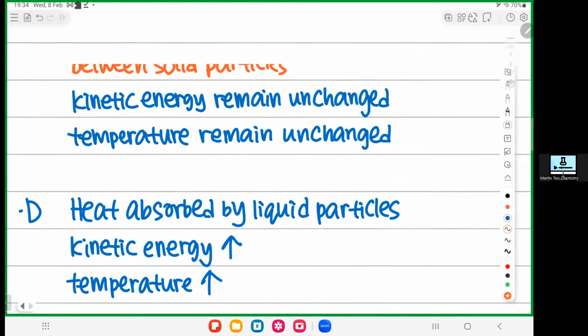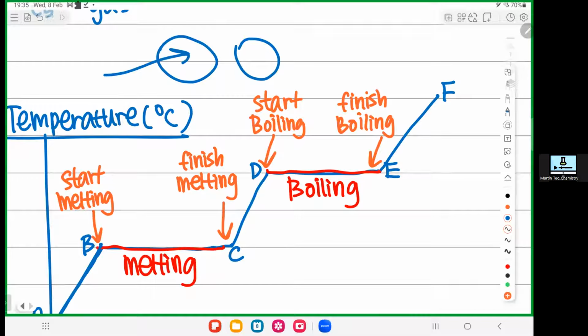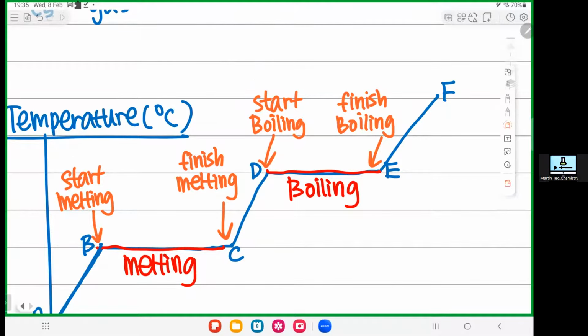Okay, so why can the heat go into the liquid? Because now this part, no boiling yet. So no boiling, no need to break the bond. No need to break the bond, so the heat can go inside the particle. If you want to break the bond, the heat needs to come here. The heat cannot go inside the particle. So that's why you have to know where the heat will go.